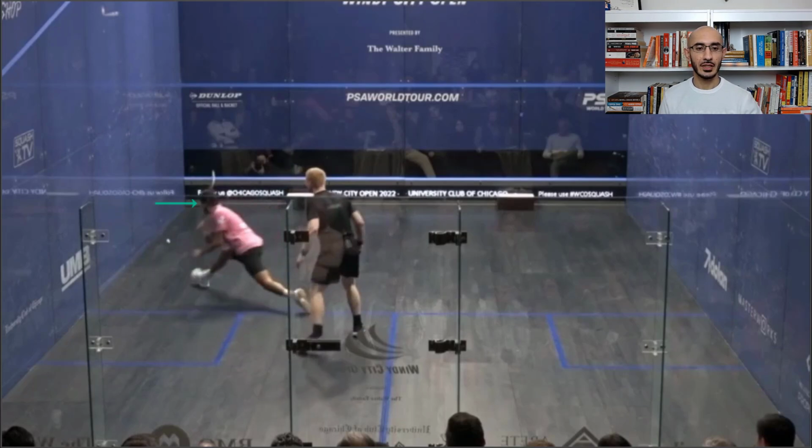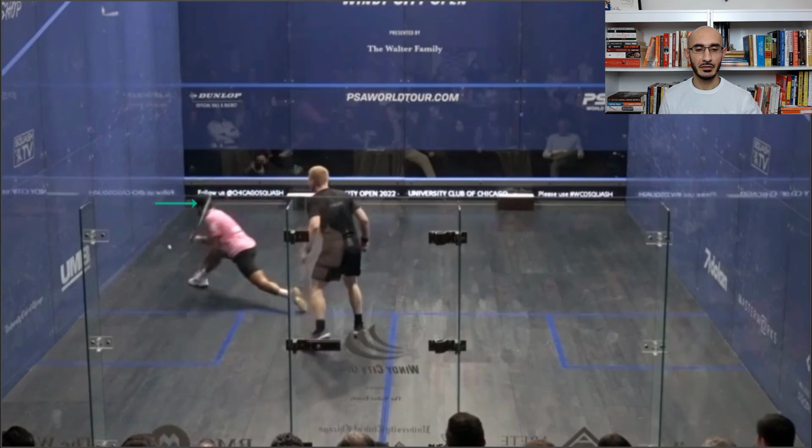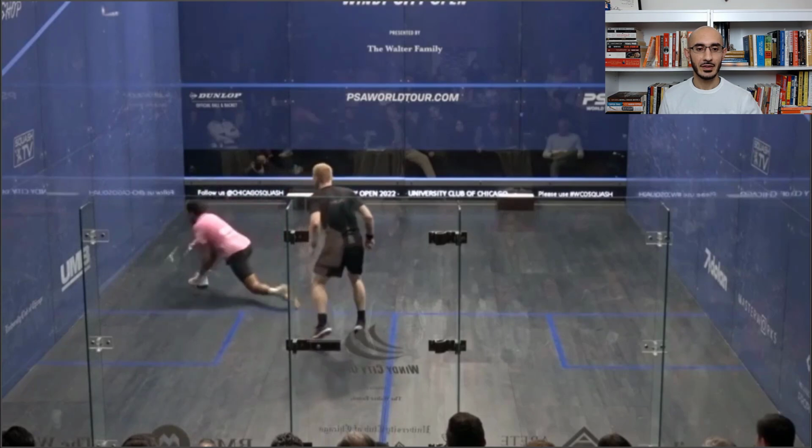You keep looking here as we go frame by frame. Now, let's notice a couple of other things. What shot would you have to guess that he's about to hit from this position? Did I hear boast? Well, trickle boast? Correct. And the reason we're assuming that is because his racket face is pointed towards that side wall. And the natural shot he's going to hit there is the trickle boast.